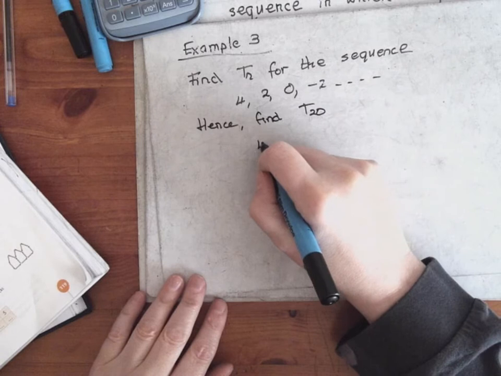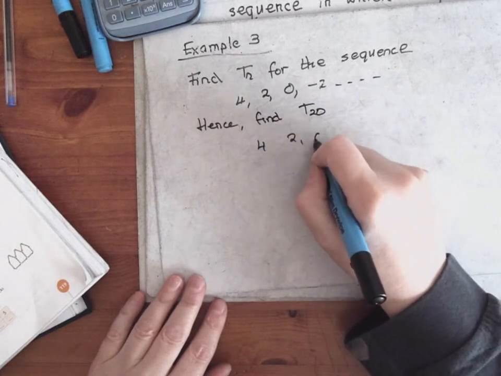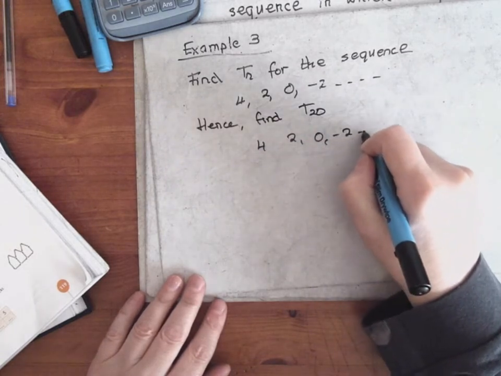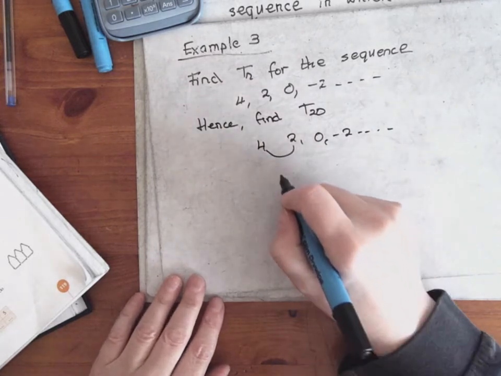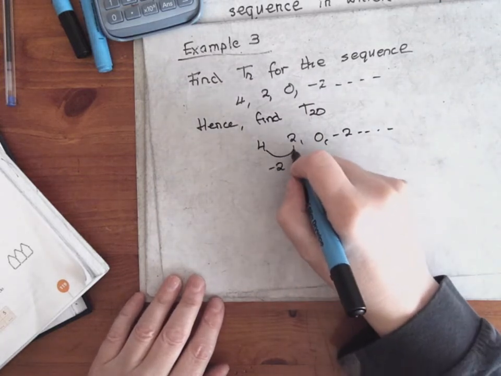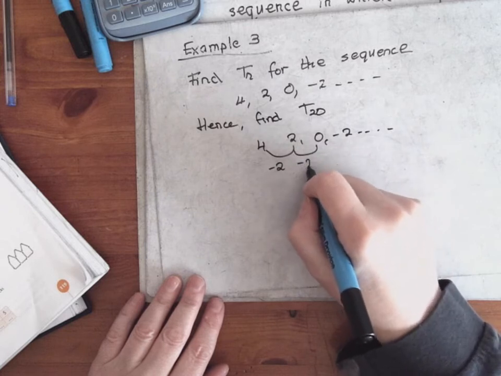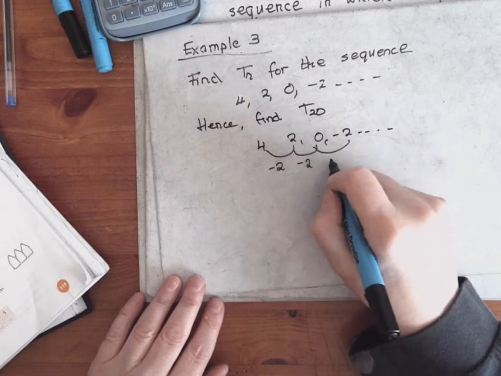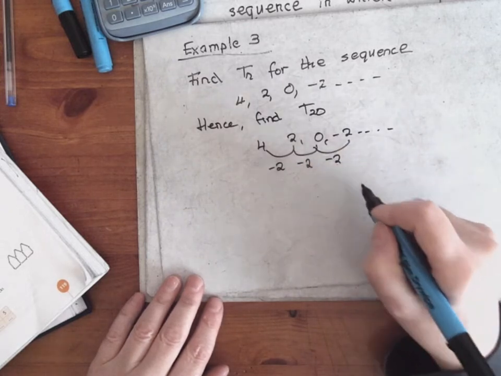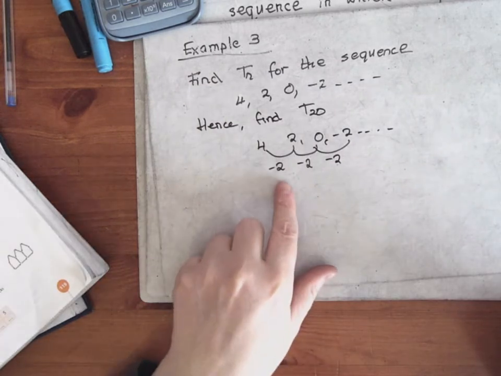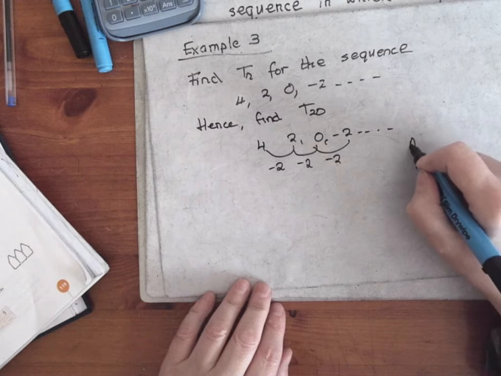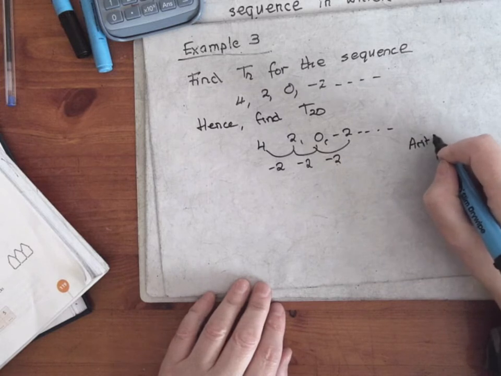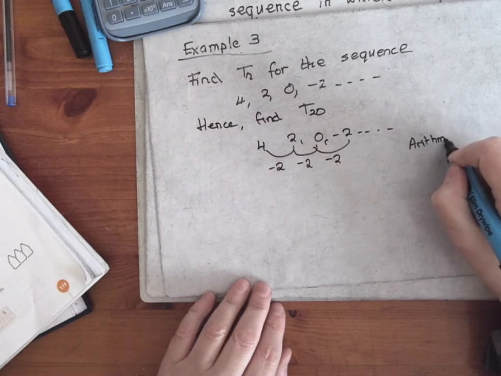Okay, so I'm going to do the first part first. So we have 4, 2, 0, minus 2, dot, dot, dot is your sequence. Right, to go from 4 to 2, you take away 2. So to go from 2 to 0, you take away 2. To go from 0 to minus 2, you take away 2. So you're subtracting the same number each time. So it's still an arithmetic sequence. So if it's an arithmetic sequence, you can use your formula.